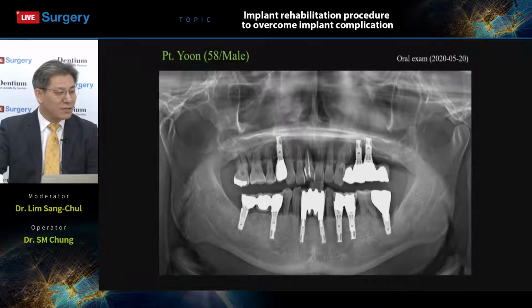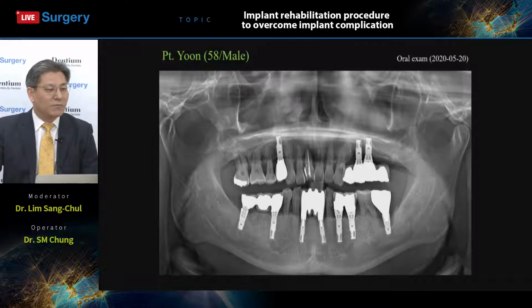As you can see, number 16 and number 17 teeth have a very poor periodontal condition. Also, the implant already installed at number 25 area has peri-implantitis, so a big bone defect is already present. In another area, number 37, there is also progressive failure due to peri-implantitis.